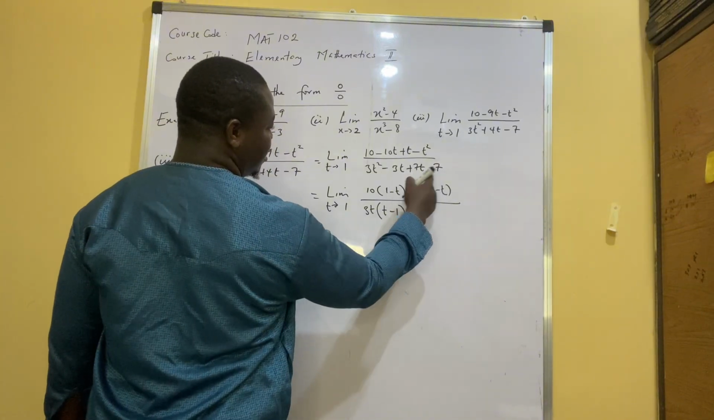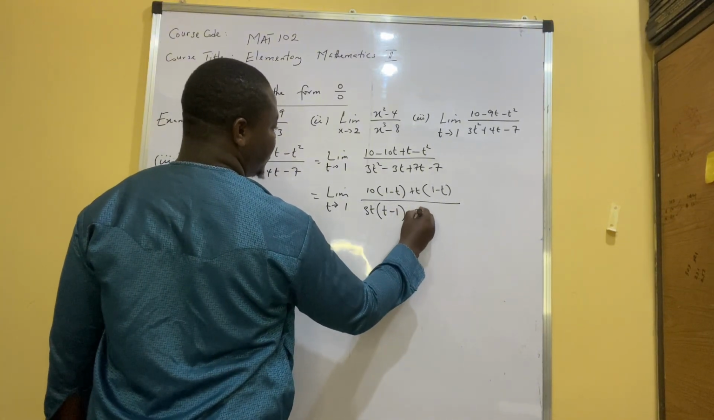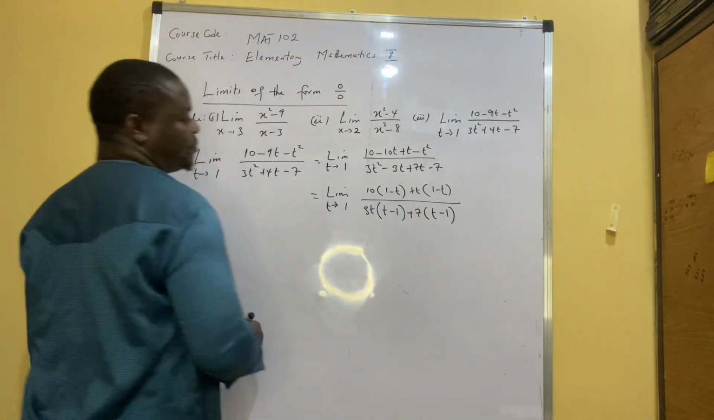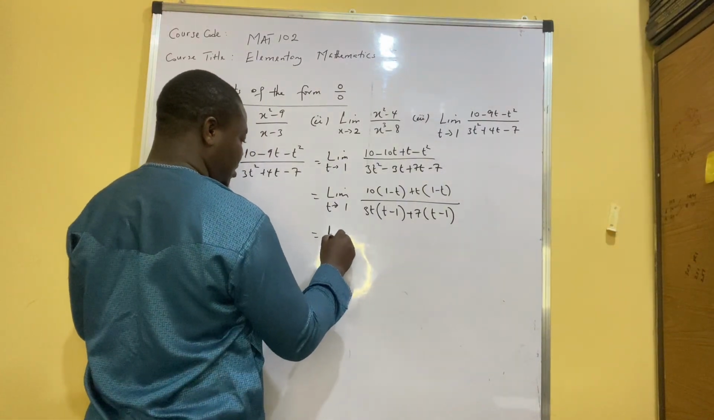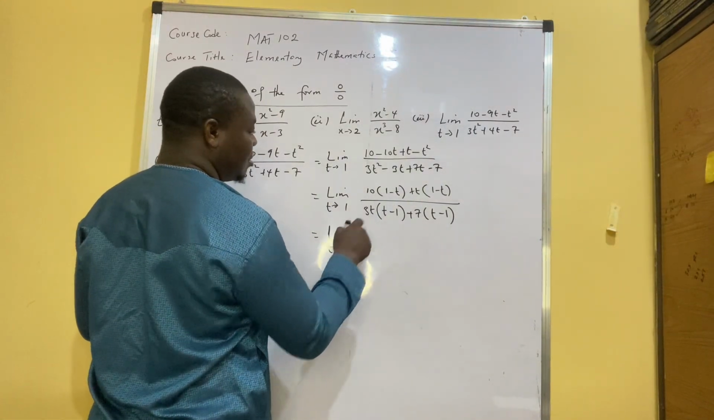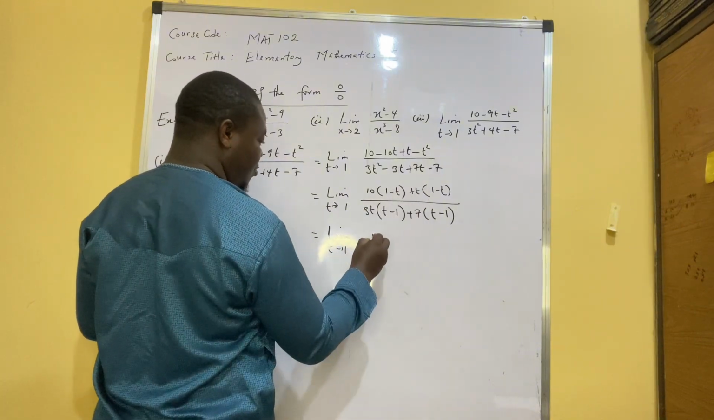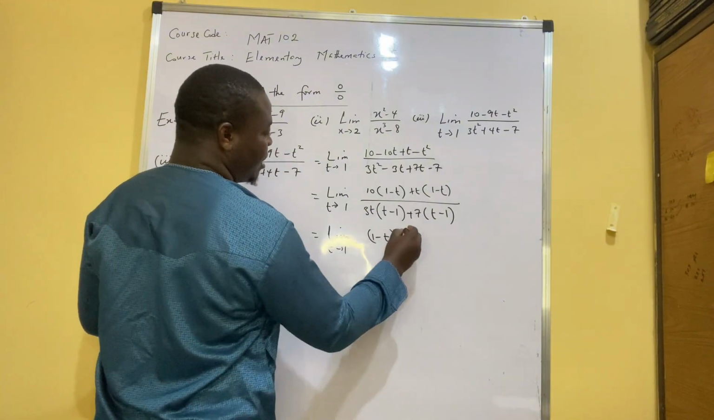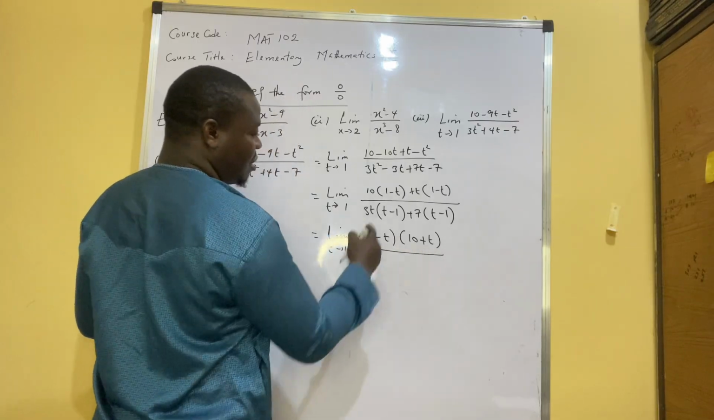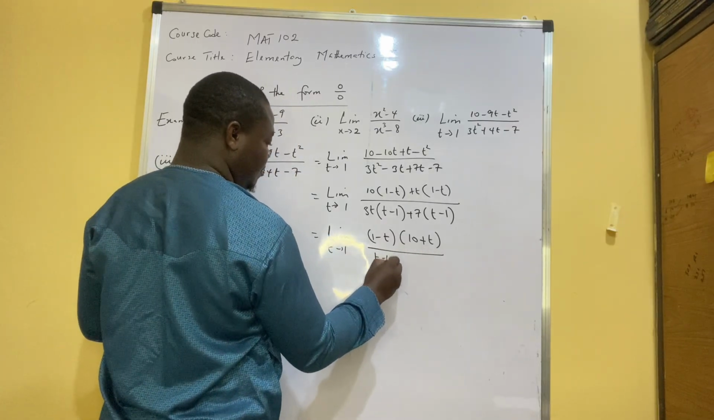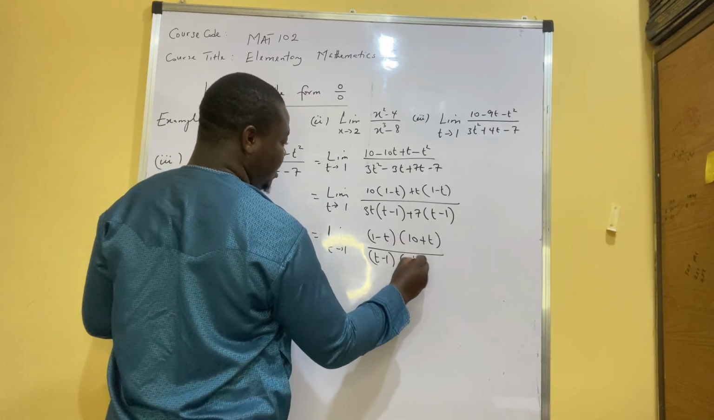So to the other side, the other two terms, what is common? Plus 7 is common, and what do we have left? t minus 1. So we go further to say that this is the limit as t tends to 1. Okay, so t minus 1 is common, we factor that out, and then what we have left? We have 10 plus t all over what is common. t minus 1 is common, and what we have left? We have 3t plus 7.